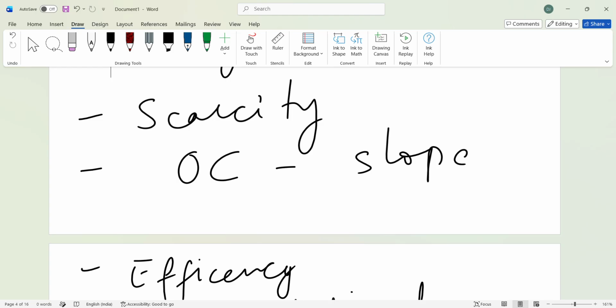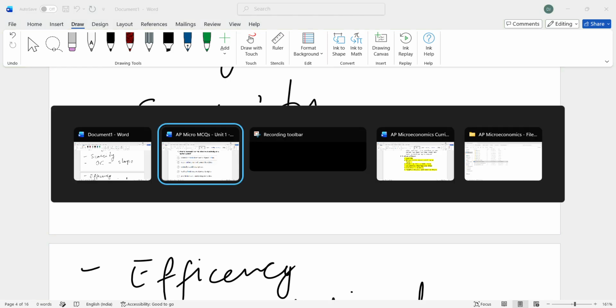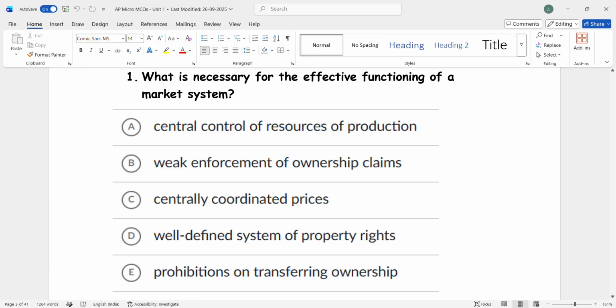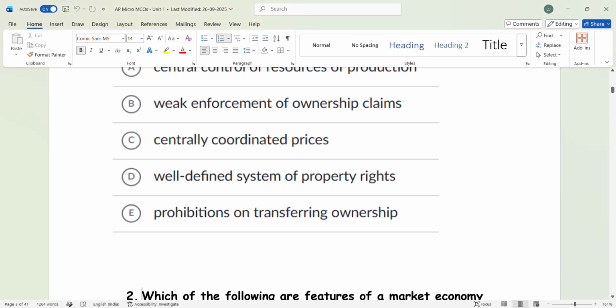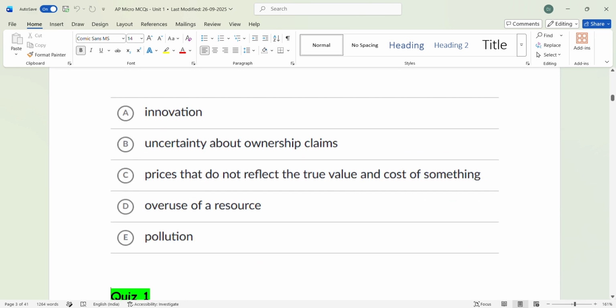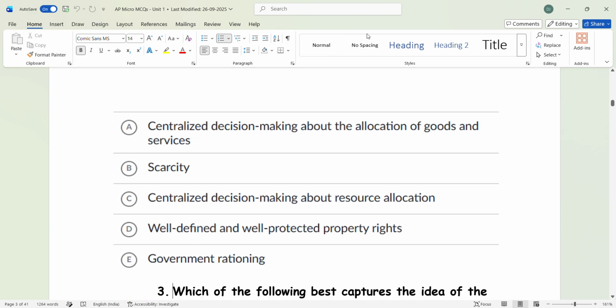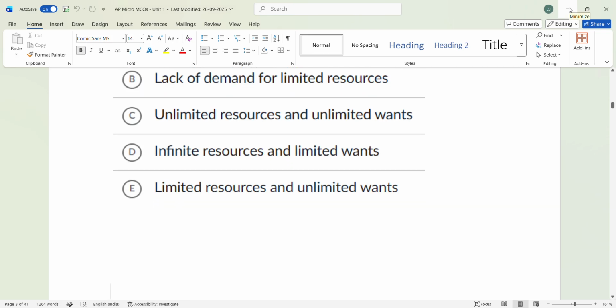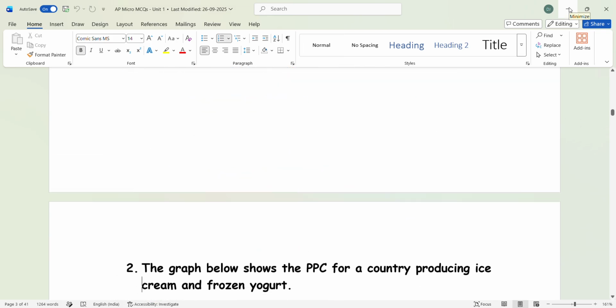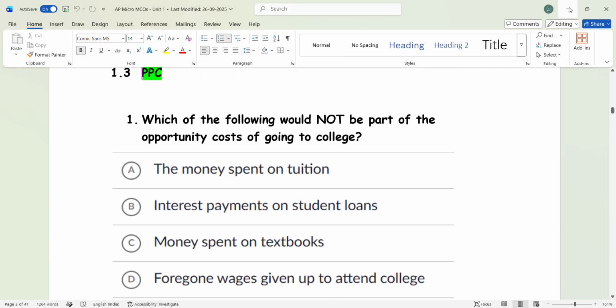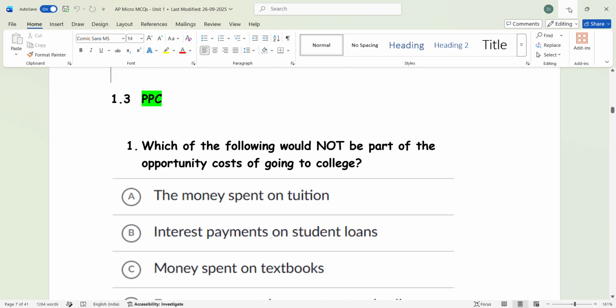Okay, just give me a minute. All right, let me go. All right, this is the first one. Which of the following would not be part of the opportunity cost of going to college?